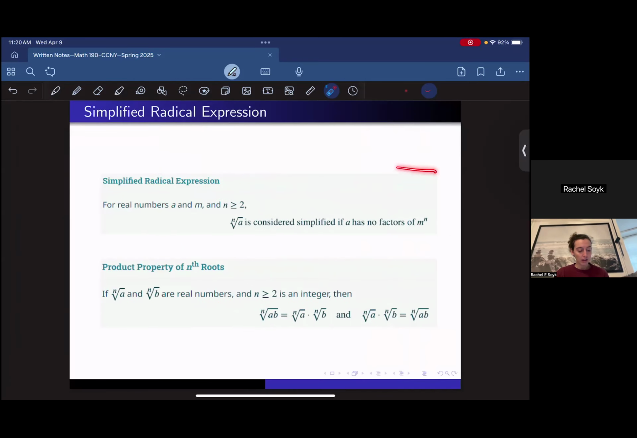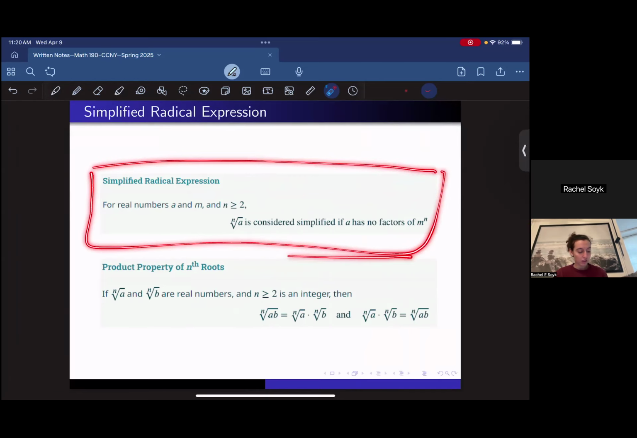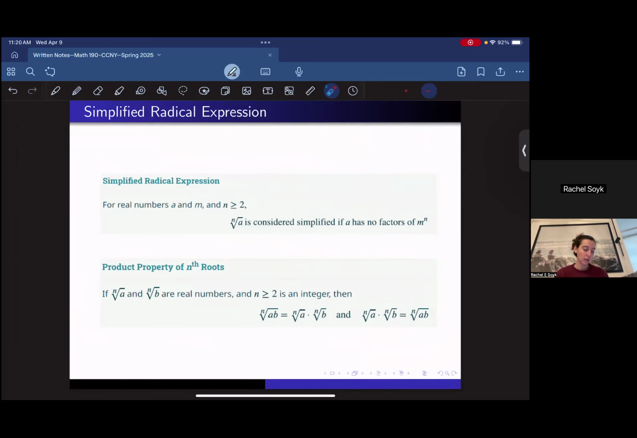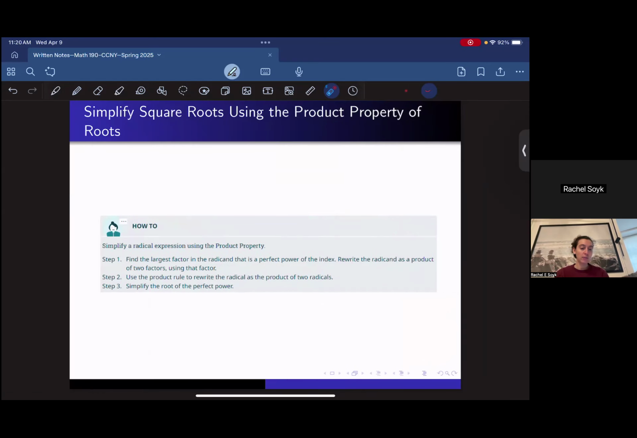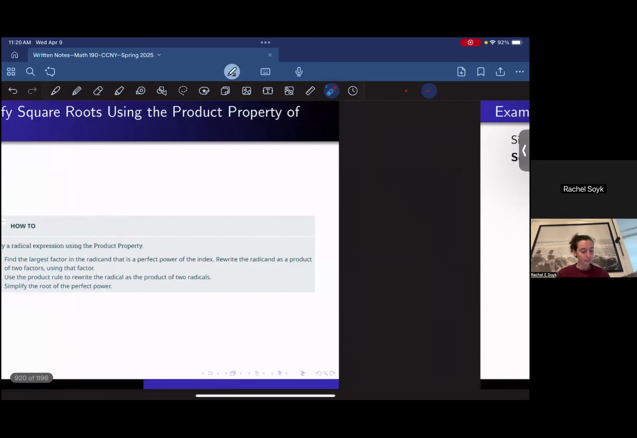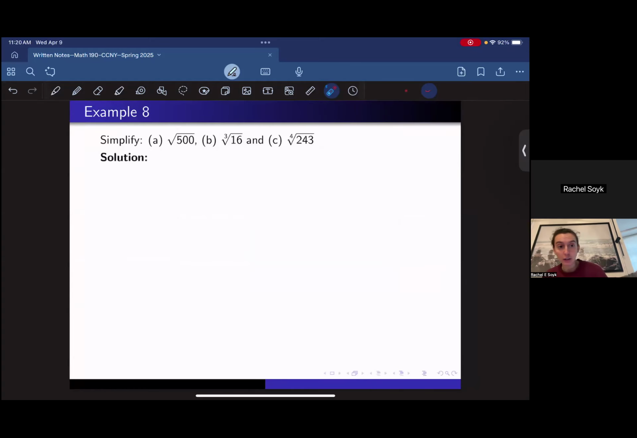These are just the formalized definitions for simplifying radical expressions, as well as our product properties of nth roots. And then we have a slide on the step-by-step procedures in how to simplify a radical expression using our product property, but we'll go through it step by step in our concrete example coming up.